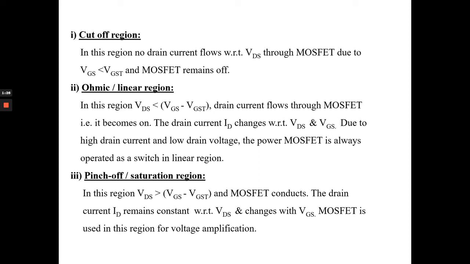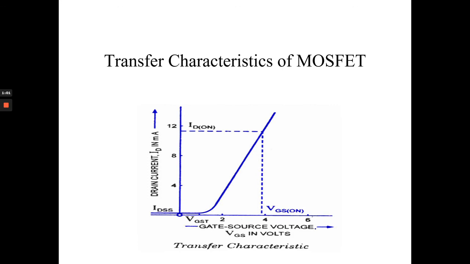And in pinch off or saturation region, VDS is greater than VGS minus VGS threshold and MOSFET conducts. The drain current ID remains constant with respect to VDS and changes with VGS. MOSFET is used in this region for voltage amplification.